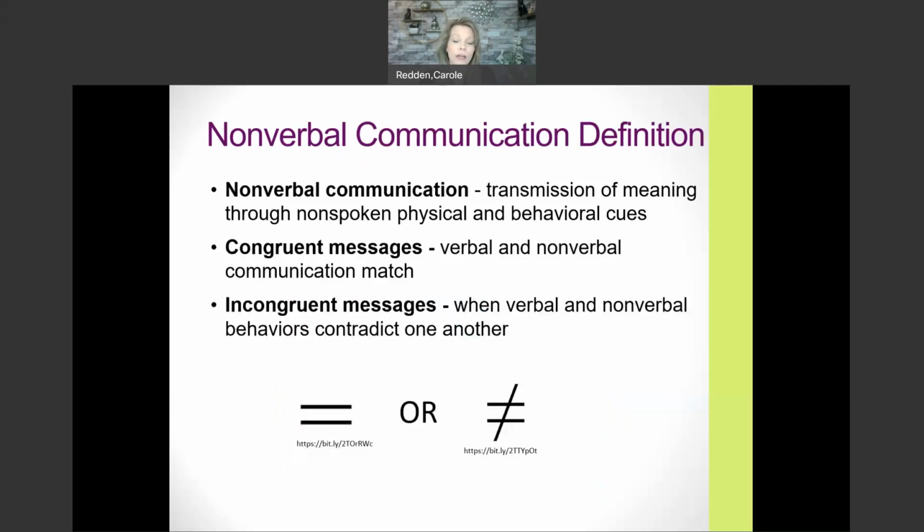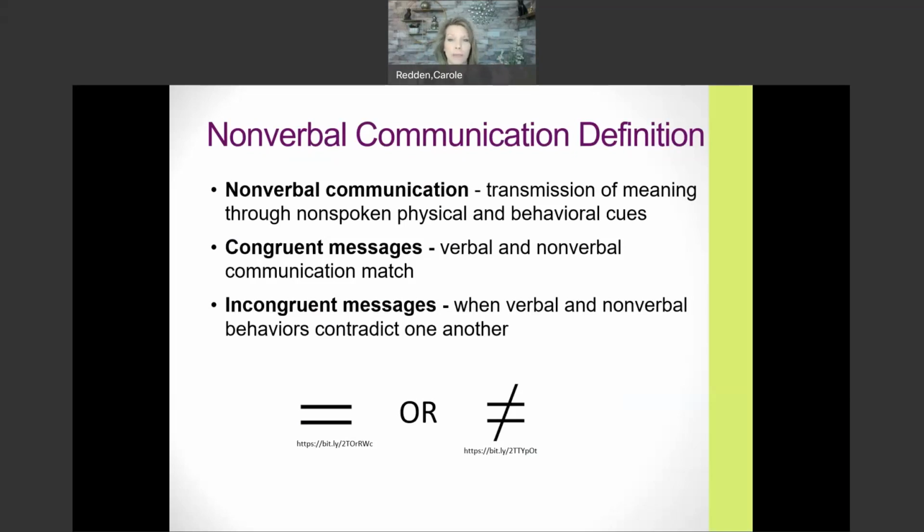So to start, we'll just define nonverbal communication, and that is when we communicate through non-physical and also behavioral cues. Again, we'll talk about some specific examples, but it's everything other than our words. And because we have verbal and nonverbal communication, if we want to be effective communicators, we want to match our verbal and nonverbal communication, or what you would see here listed as congruent messages.